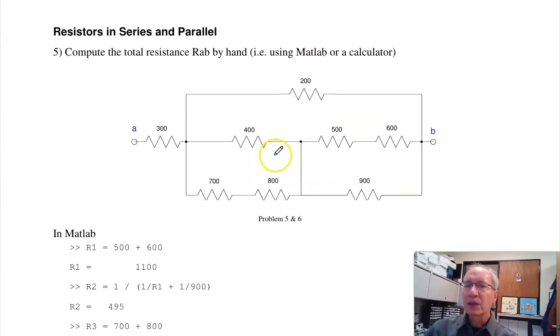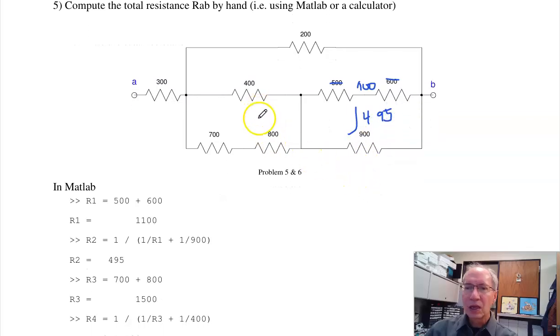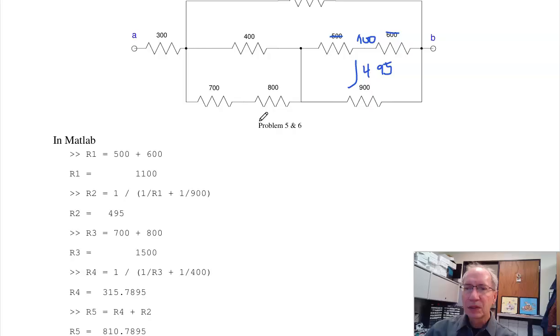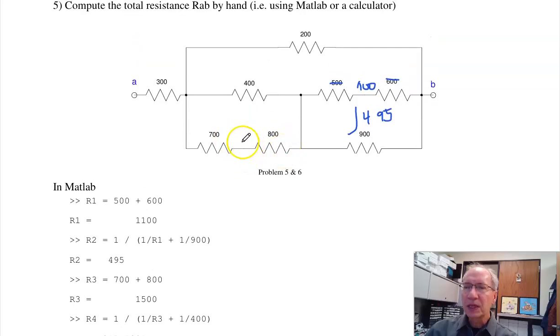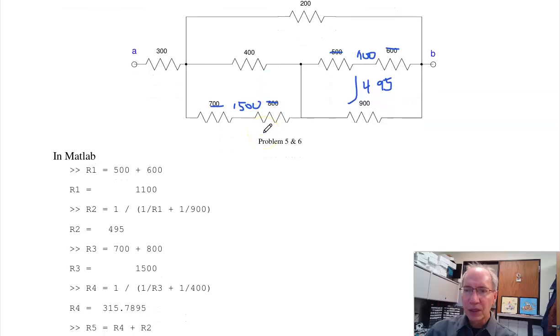Problem 5 is how to find resistors in series and parallel. In series, resistors add. In parallel, it's the sum of the inverses, inverted. So for example, these two, call that R1, 500 plus 600 is 1100. Now 1100 in parallel with 900 is 495. Let's see. These combined give you 1500. In parallel with 400 gives you 315.